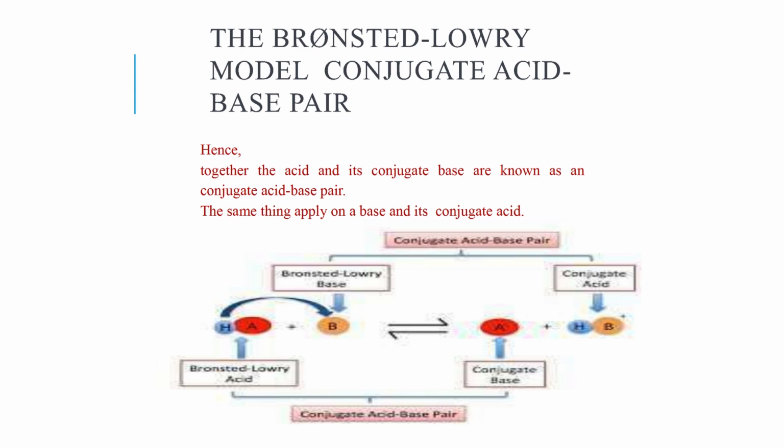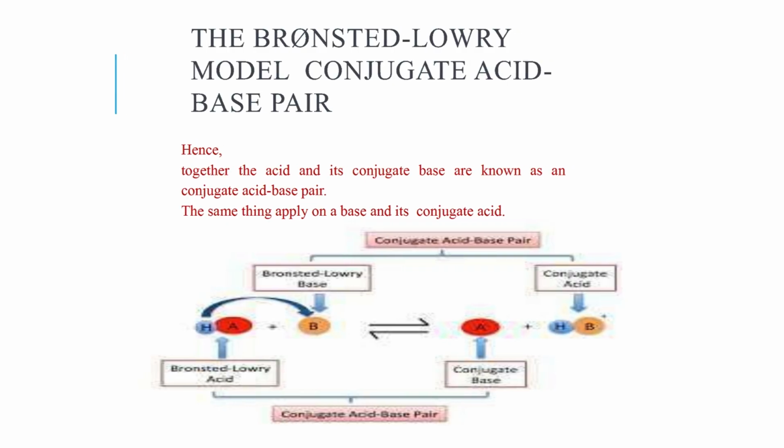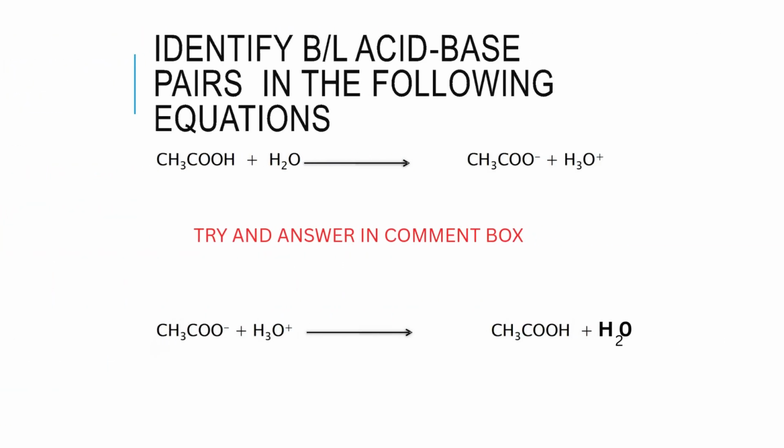The same thing applies to a base and its conjugate acid. A conjugate acid-base pair consists of a Bronsted-Lowry acid and its conjugate base, and another pair consists of a Bronsted-Lowry base and its conjugate acid. Let's try identifying these pairs in some equations.